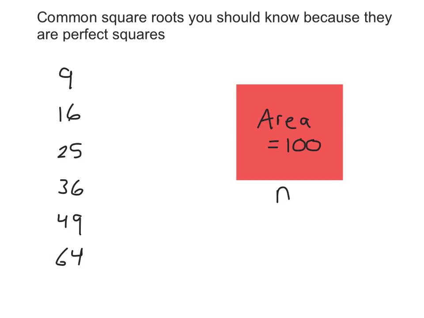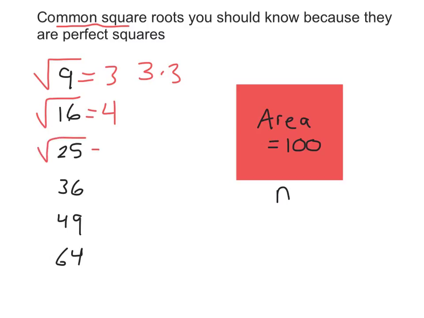There are some common square roots you should know because they are perfect squares. For instance, the square root of 9. What times itself equals 9? Well, 9 is the product of 3 times 3. So the square root of 9 is 3. What times itself equals 16? Well, 16 is the product of 4 times 4. So the square root of 16 is 4.